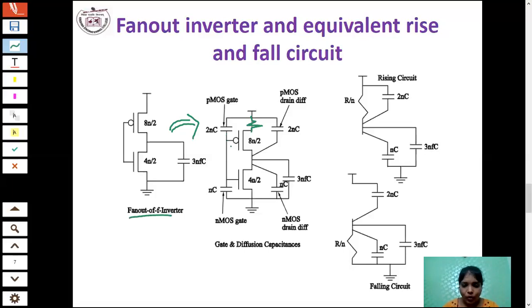Already I told you that for the PMOS transistor, the capacitance is 2NC. For the NMOS transistor, the capacitance is NC. Similarly for the drain terminal you have to draw, that is 2NC. Source terminal also you have to draw another capacitance. I am going to draw one capacitance over here. This is for the NMOS transistor, that is NC. Similarly, you have to draw it for the PMOS transistor also. For the gate terminal 2NC, for the source terminal you have to draw 2NC.